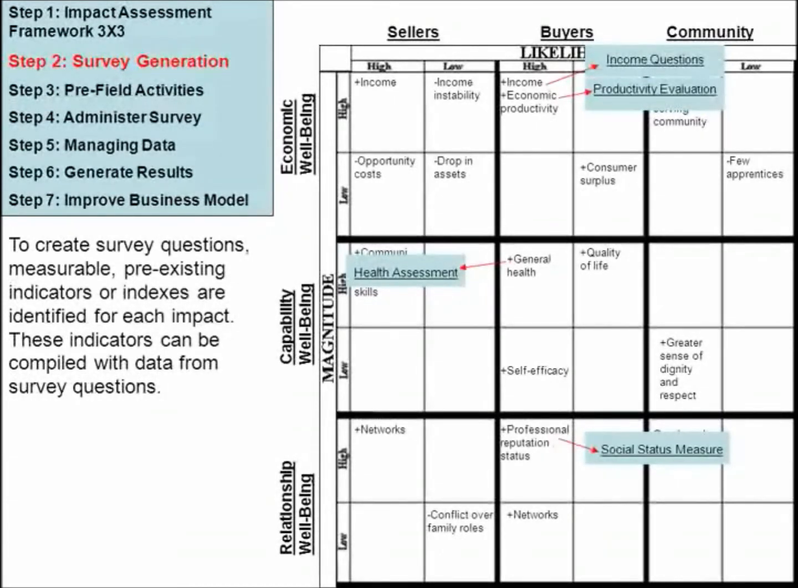Economic productivity could be measured using a simple question set that compares baseline productivity to productivity after a certain condition is met, in this case, introduction of the organization's product. General health improvements could be measured with survey questions that follow basic established protocols for evaluating health.